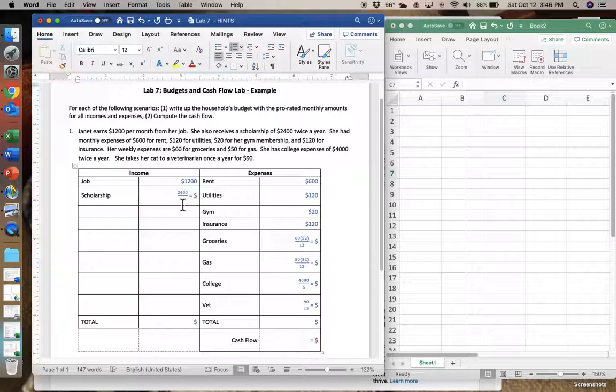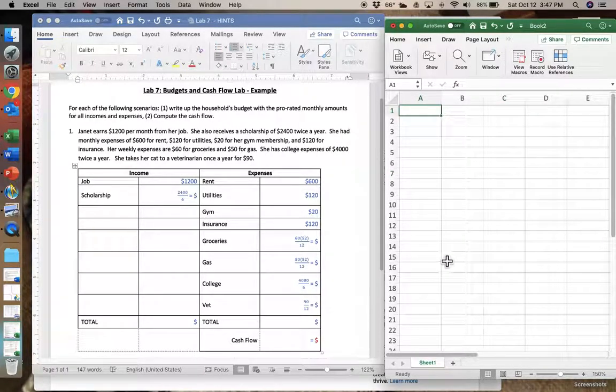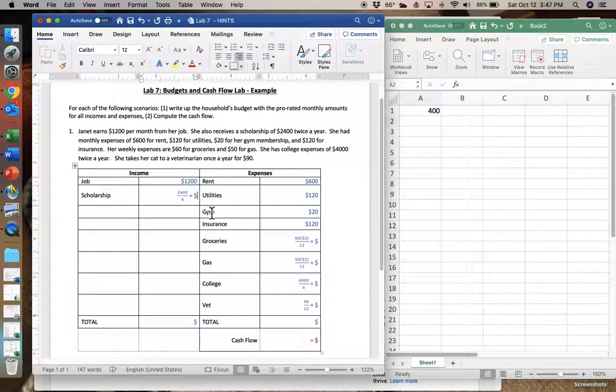Okay, so we're trying to find her monthly income. So what I've done here is we're going to take $2,400, and since she gets it twice a year, then we're going to just divide by 6 months. We could multiply by 2 and then divide by 12, but why? So I'm just going to divide by 6 months. So over here in my Excel sheet, I'm going to say equals, because that's what gives me an answer, 2,400 divided by 6. So I'm going to put 400 into her scholarship for each month.